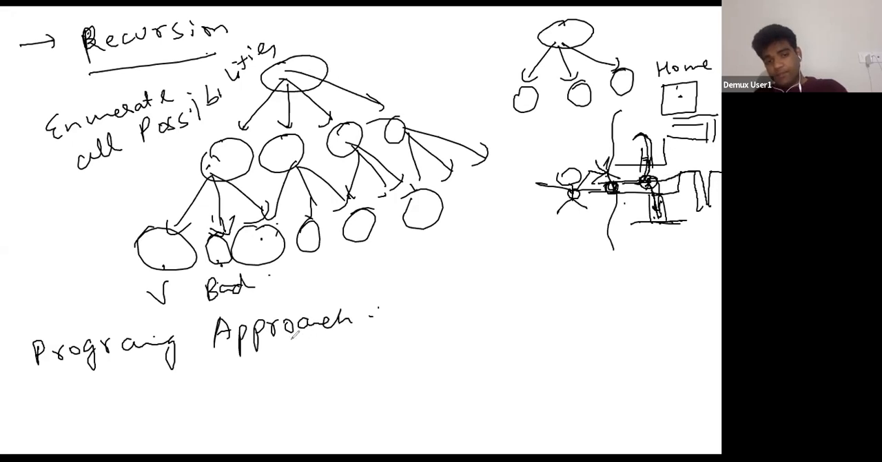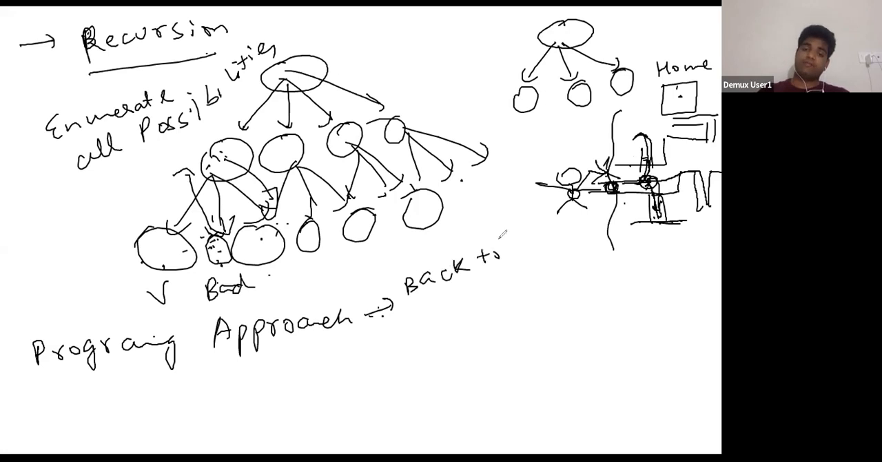So this type of a programming approach wherein you solve problems by visiting all possibilities, some of which are good, some of which are bad. When you visit a bad possibility, you backtrack. Backtrack in the sense you step back and you rethink your possibility and go to another possibility. This type of programming approach is nothing but backtracking.